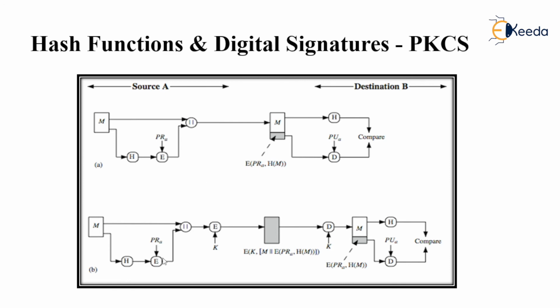Similarly, the second figure tells you how, after the hash functionality, the encryption step has also been applied on the hashed plain text message. For that, it has again used the private key of the sender, and then at the receiver's end, it is decrypting the encrypted hashed message with the public key of the sender, and then the comparison has taken place.